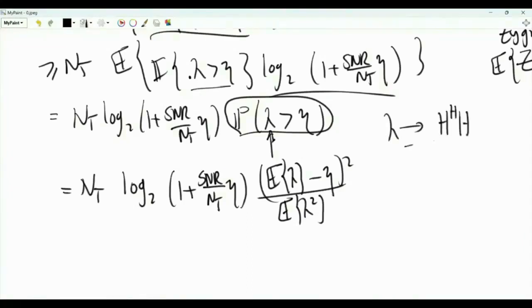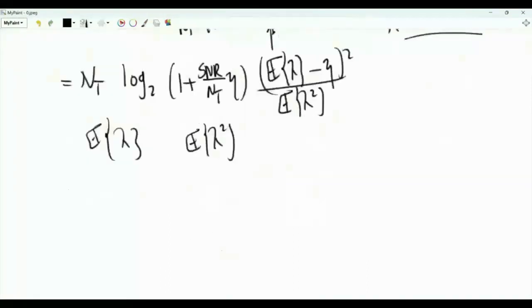Lambda is an eigenvalue of H Hermitian H. How can we obtain the first and second moments of lambda? Here is the trick. Now lambda is a randomly chosen eigenvalue of H Hermitian H.